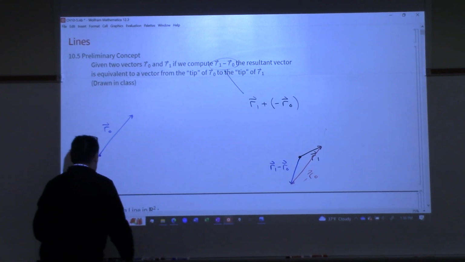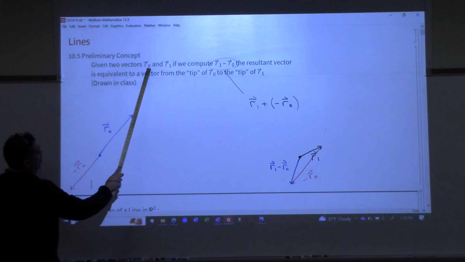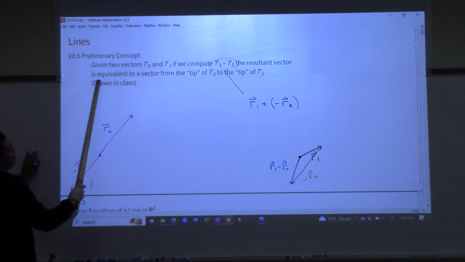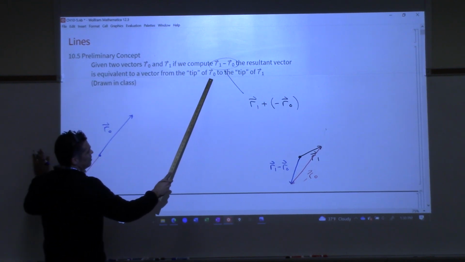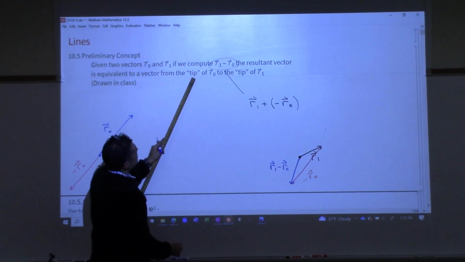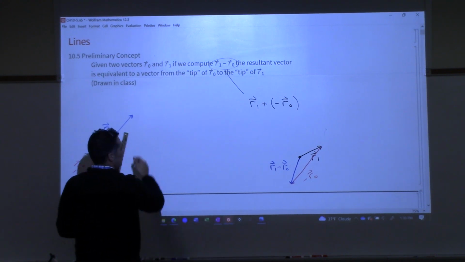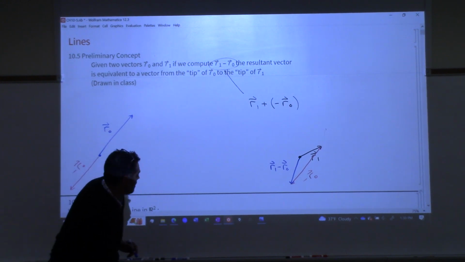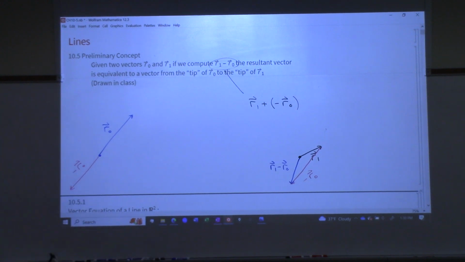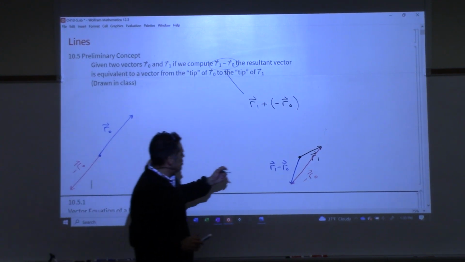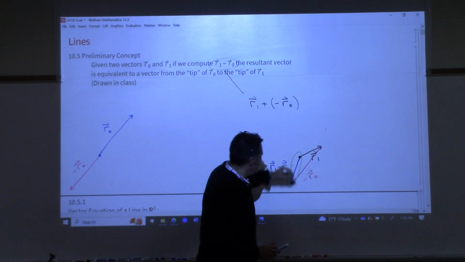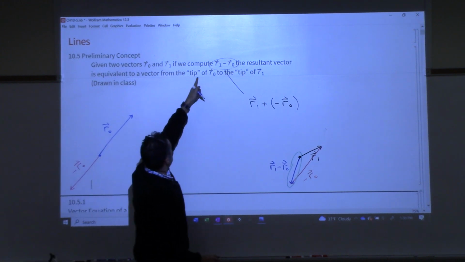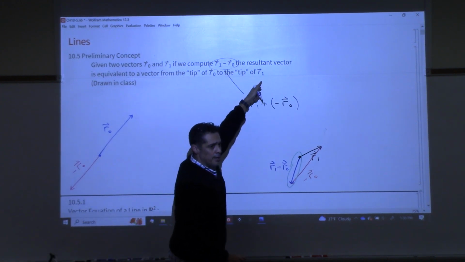And I'm asking you in here to notice something. If we're given two vectors, R naught and R1, if we compute the difference between the two, the resultant vector is equivalent to the vector from the tip of R naught, right? From the tip of R naught, where's R naught? Let me draw. I think I'm going to have to do this separately. I'm trying to get you to see right now that this vector right here is the same as the vector that would go from the tip of R naught to the tip of R1.